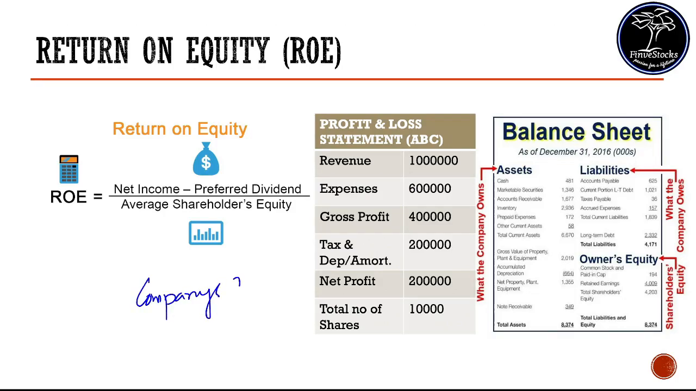So the higher the ROE, the better is the company's position. We should always aim for a company having an ROE of more than 15%. ROE by definition is the ratio of net income to average shareholders' equity.